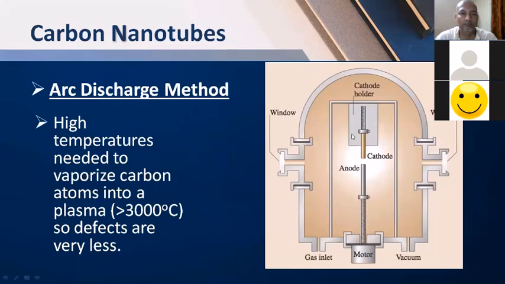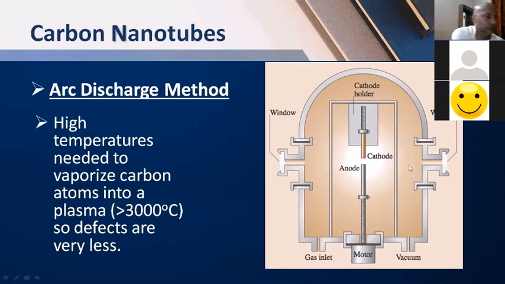This is the chamber of the arc discharge method. Here, the cathode and anode are placed. Both are made from graphite and they are separated by a very small distance. Whenever we apply the high current, approximately 100 ampere, the arc is generated between the cathode and anode, which vaporizes the graphite, meaning carbon atoms vaporize, and they deposit on the cathode and form the carbon nanotubes.